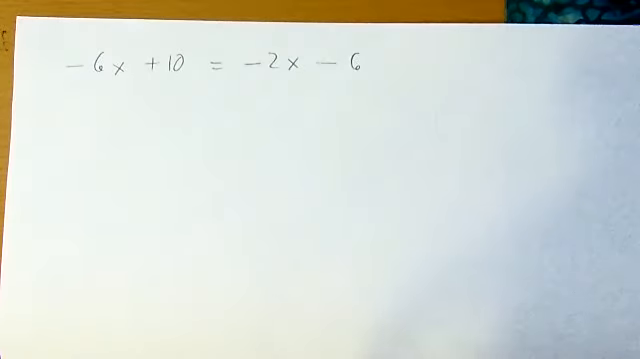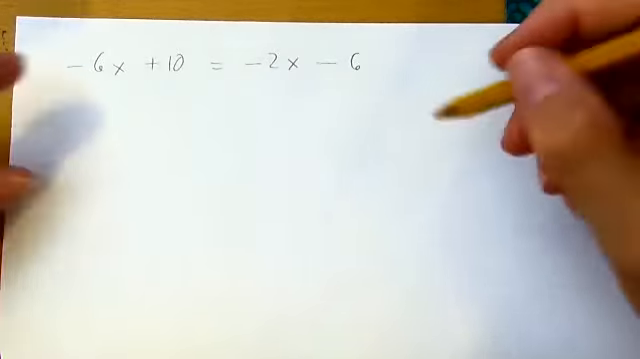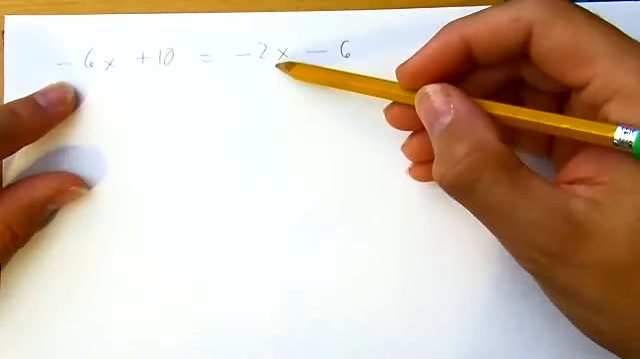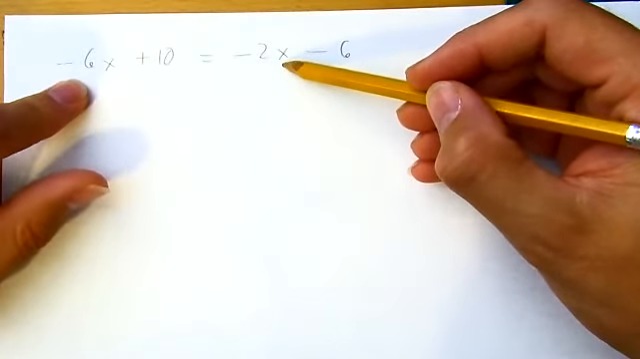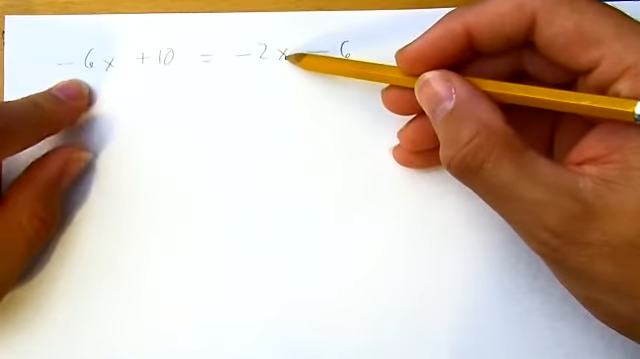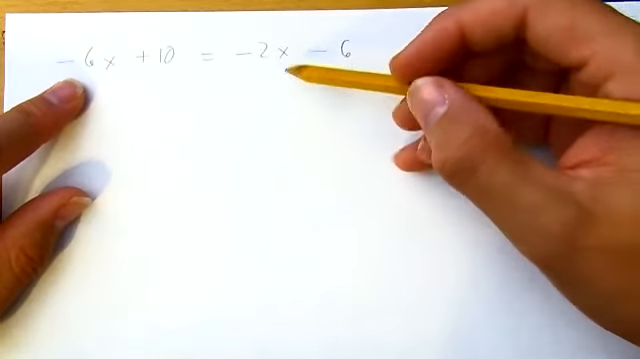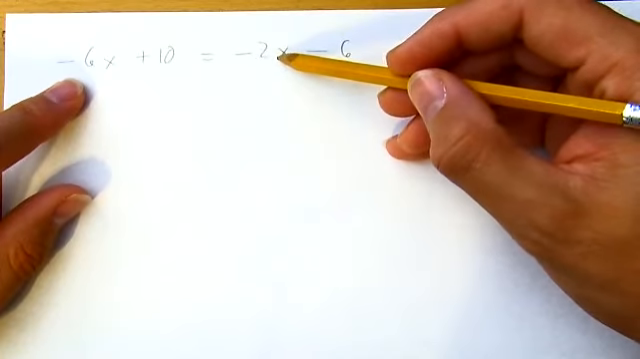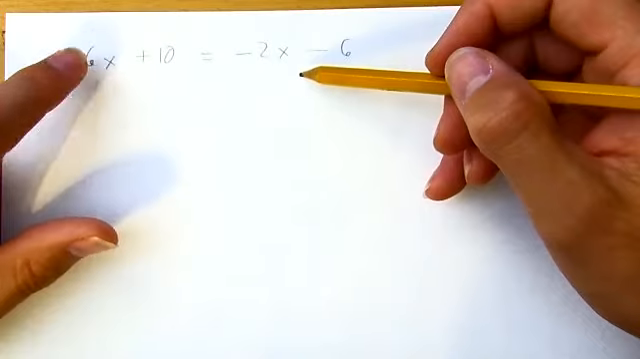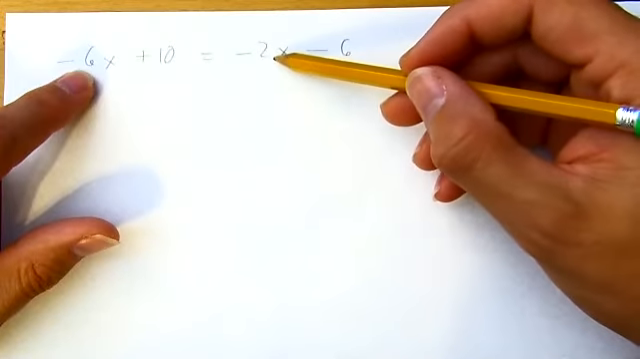All right, so we get 3 negatives and a positive. Now, it's up to you which one of these you move. Negative 2x or negative 6x. Now remember I said I always move the smaller one? Well, if you know anything about ordering negative numbers, you know that this one is actually smaller than this one.